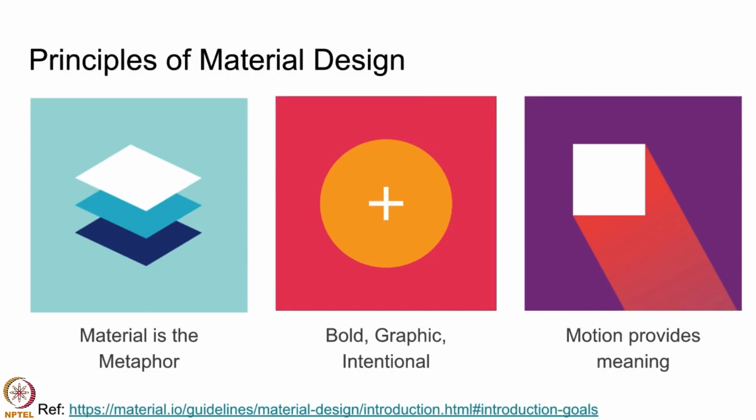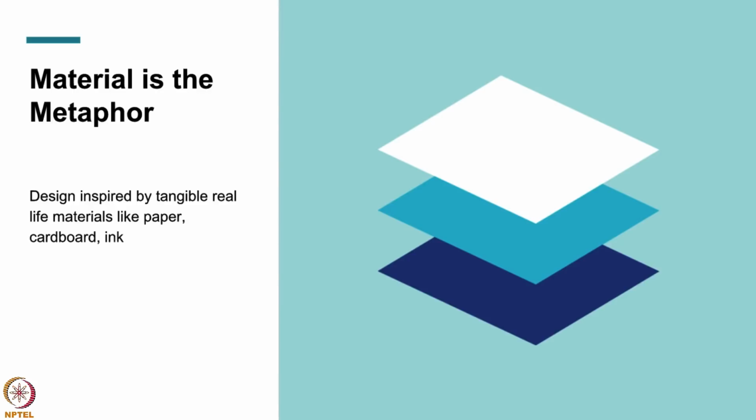Now, we'll talk about the basic principles of material design. The first one is material is the metaphor. The goal is to make the design inspired by tangible real life materials like paper, cardboard, or ink. Tangible is something that we can touch and interact with. The feeling on the screen should be such that it feels as if we are interacting with real life elements. The surfaces and edges are designed in such a way that it makes us feel close to reality.